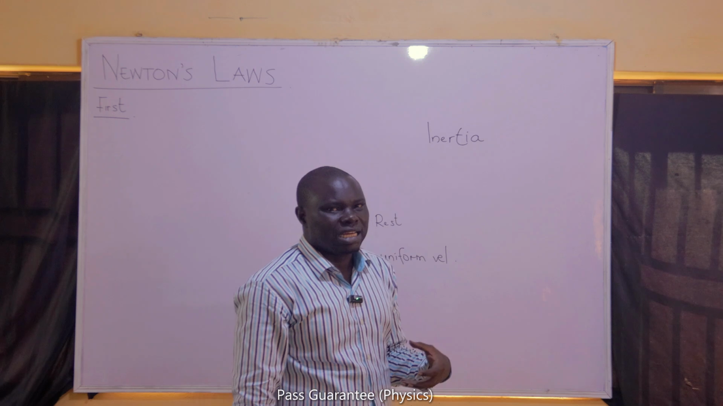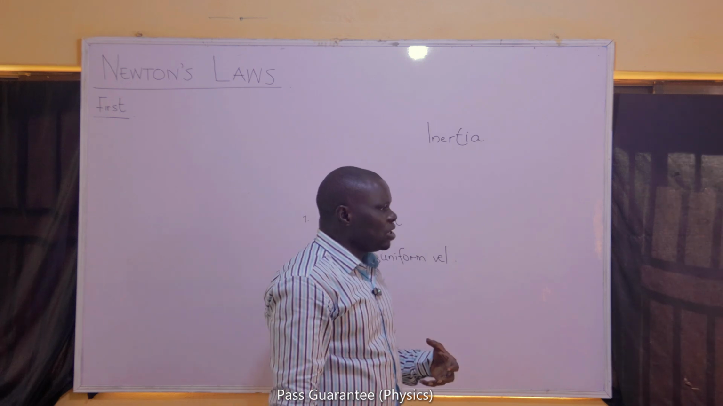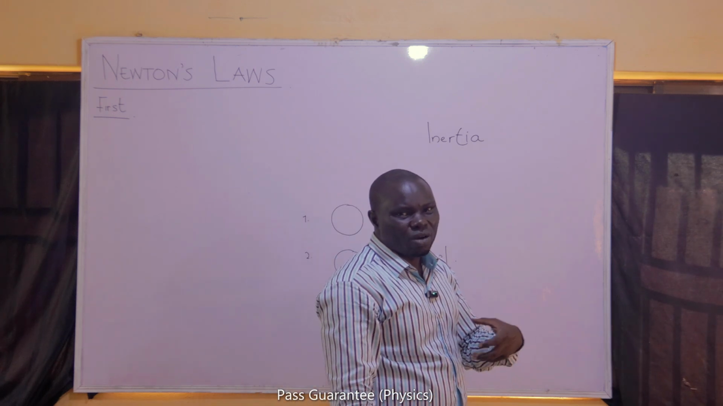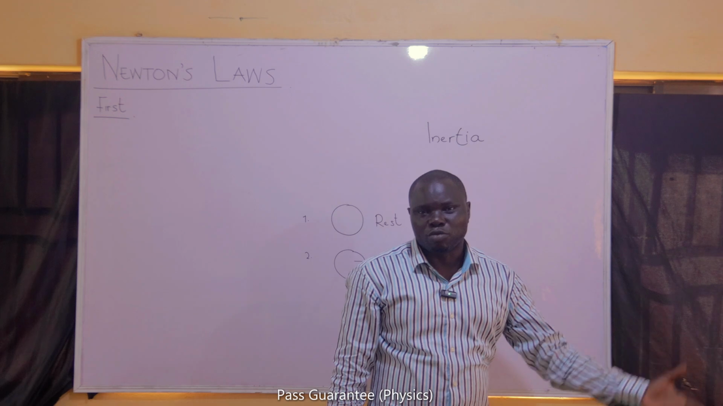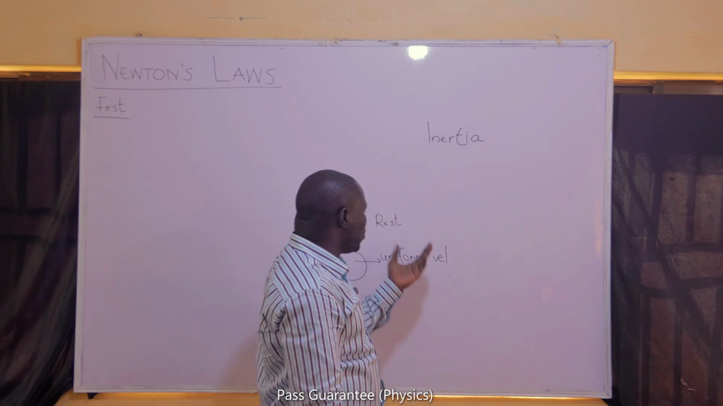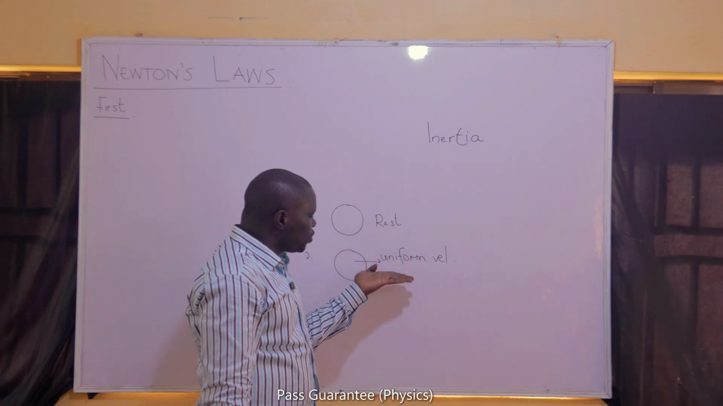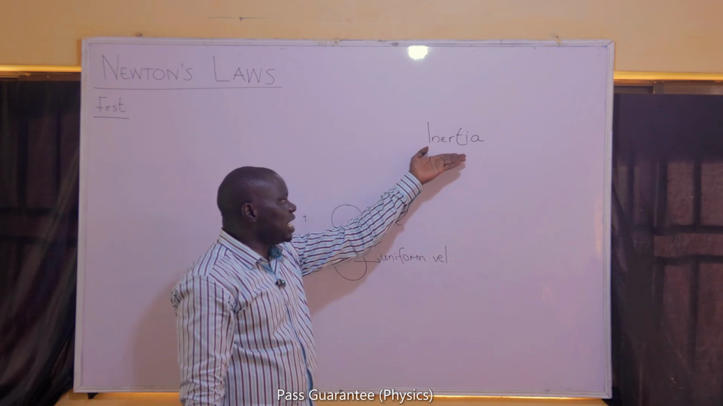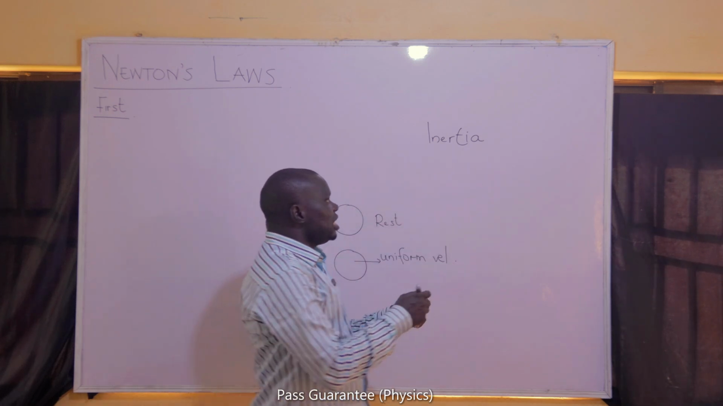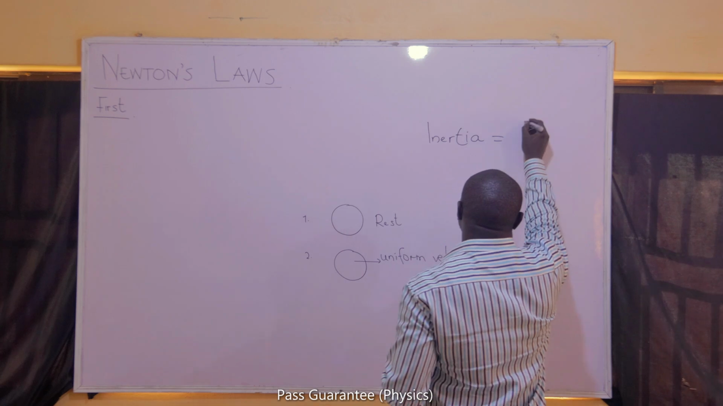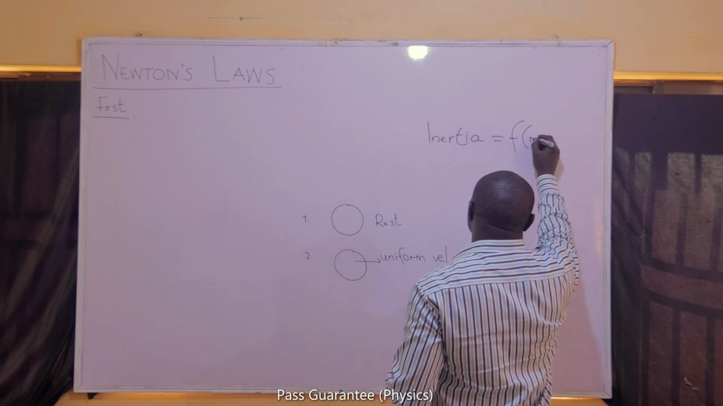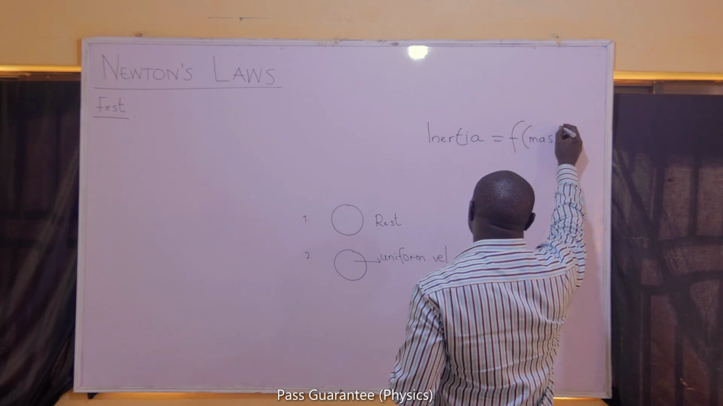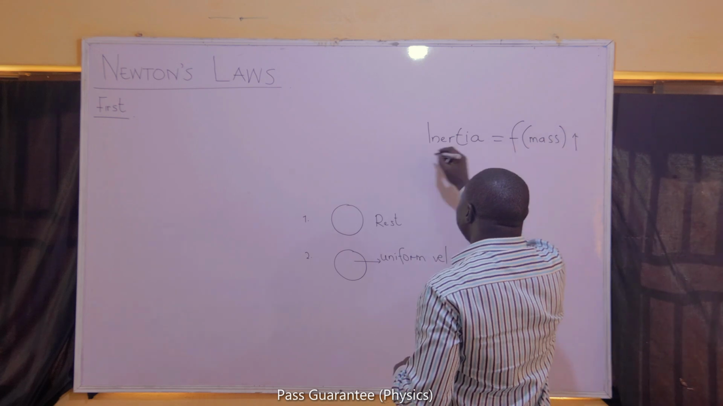So the tendency of a body, the reluctance to change its line of motion, the tendency of an object to continue to be at rest or move with uniform motion in a straight line is what is called the inertia of a body. And the inertia of a body is a function of the mass of that object. The larger the mass of that object, the higher the inertia.